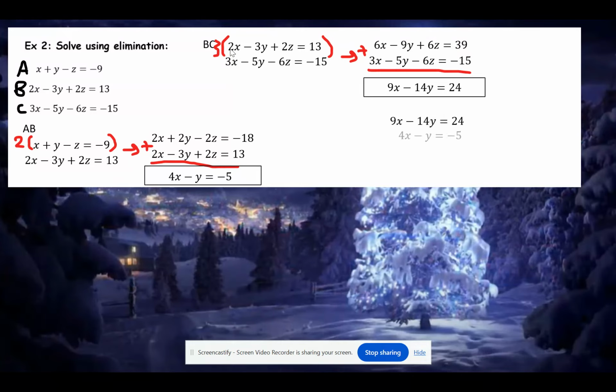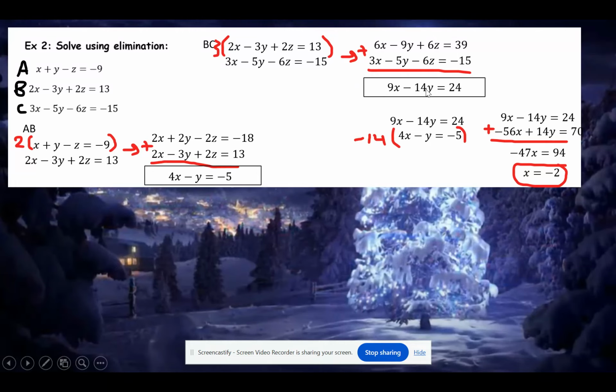Then we're going to stack our boxes. And we're going to eliminate one more time. I'm going to choose to get rid of the y's, so I need to multiply the bottom by -14. And that's what I get when I do that. And then I'm going to add, and I'll get -47 on one side, I'll get 94 on the other, and that's going to come out to -2. So there's my answer for x. So again, we get our first box, we get our second box, the letters need to match, and then we stack them and then do one more round of elimination.